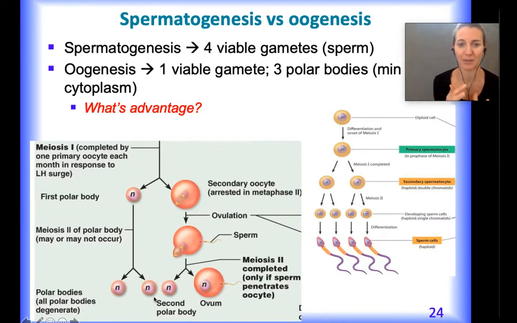So it's almost as though we are literally putting all of our eggs in one basket with meiosis on the female side, whereas on the male side, it's a numbers game, right? It's all about millions of sperm that are all working to make their way to the egg.